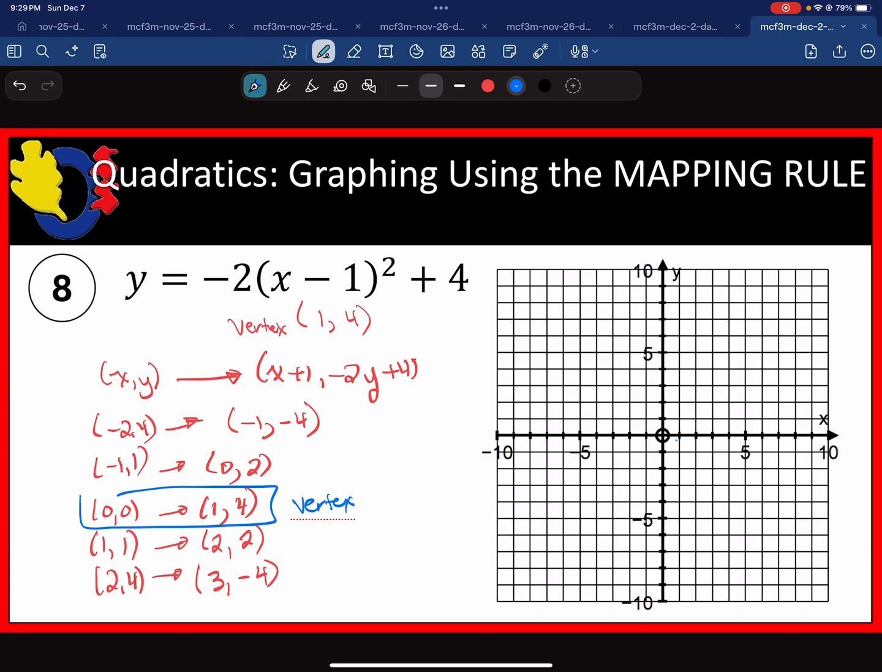I'm going to go ahead and plot 1, 4. I guess I didn't have to do that. -1, -4. 0, 2. Oh yeah, it's upside down, that's why. There's the 1, 4. 2, 2. 3, negative 4. Okay, there we go.